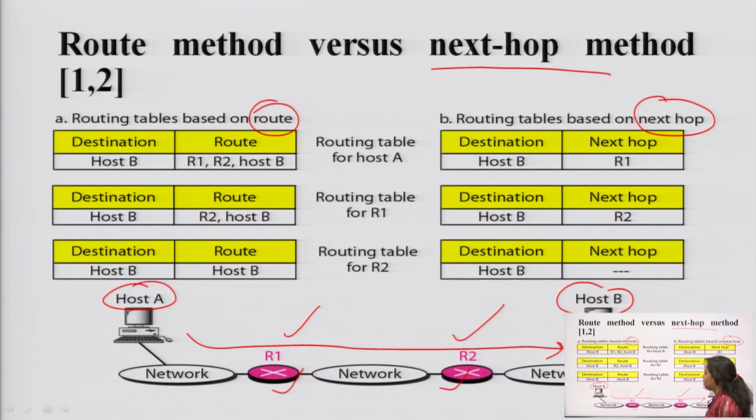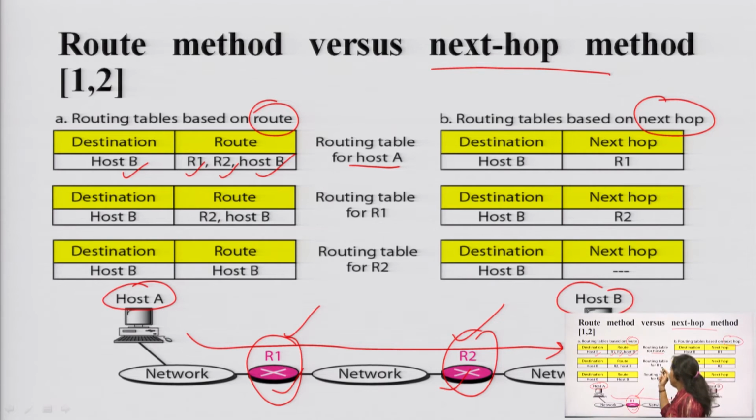So, this one is the routing table which is based on the route. This is the destination, which is host B, then the route consists of R1, that is router 1, and R2, router 2, and then the destination, which means that it has to follow this route to reach host B from host A. Next, for the routing table for host A, it has to follow the routing table here, then it has to follow a routing table here.